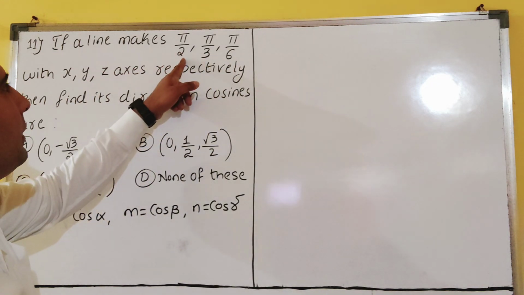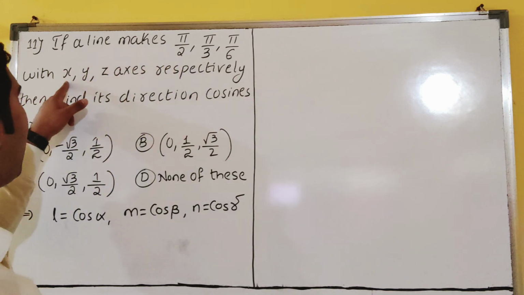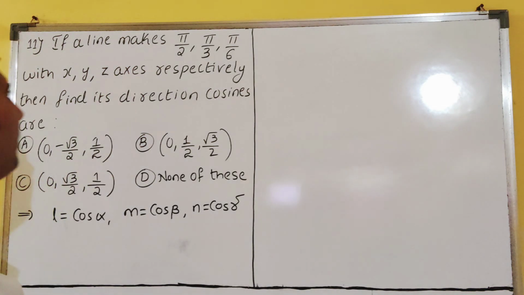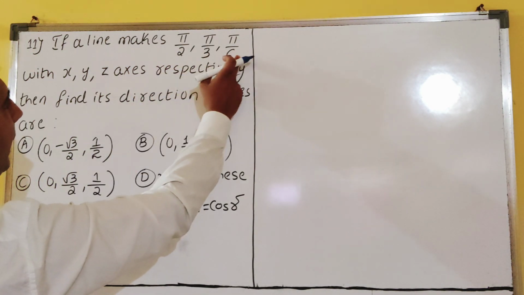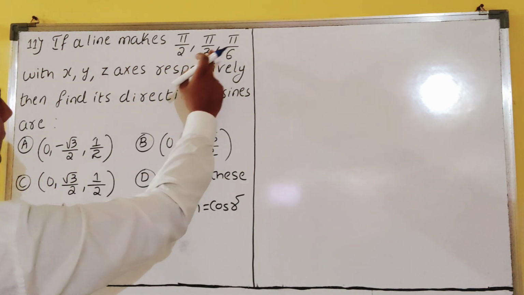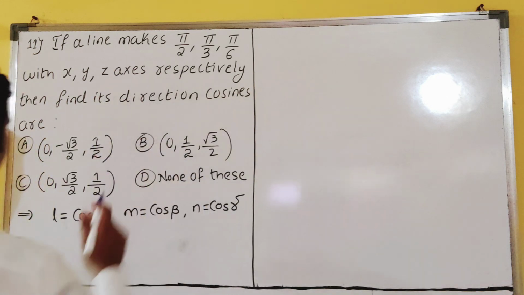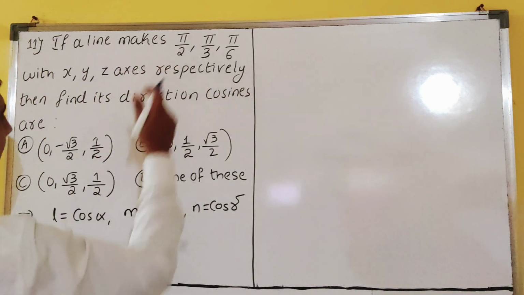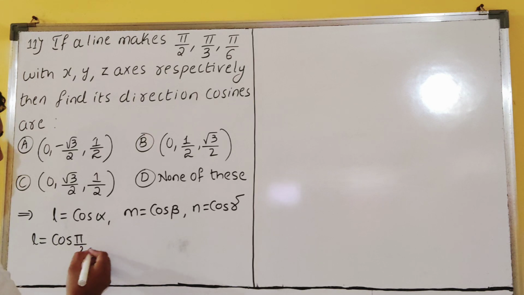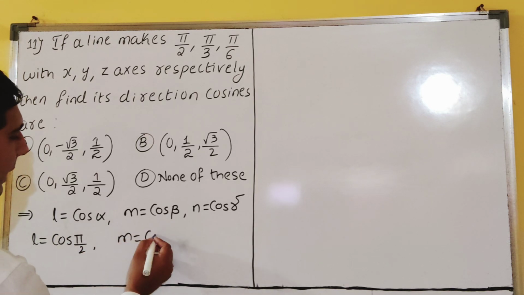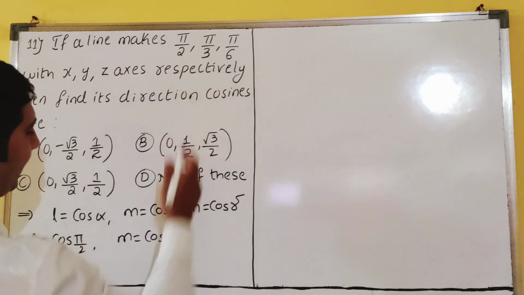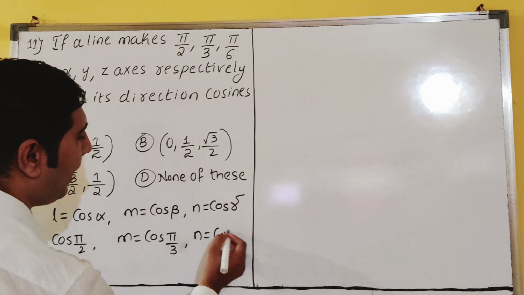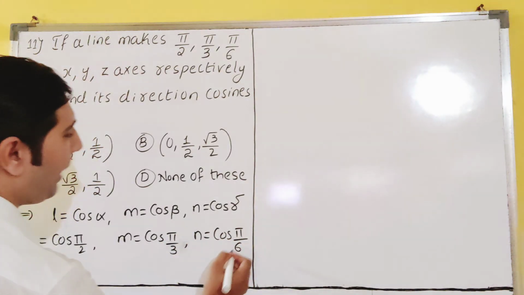That means this pi by 2 with the x axis is alpha. Cos alpha is how much? This is alpha, beta and gamma. For the y axis we take beta, and gamma for the z axis. So now l is equal to cos alpha, alpha is pi by 2 with the x axis, and m is equal to cos beta. Beta means y axis, given angle pi by 3. n is equal to cos gamma. Gamma means what? Pi by 6.